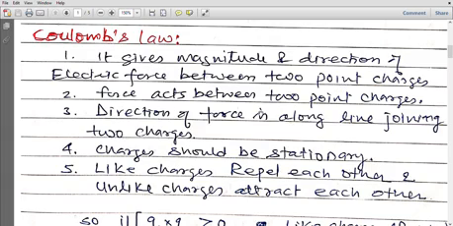This force acts between two point charges at a time, and the direction of force is always along the line joining the two charges. We will take two charges at a time and draw a line joining them, and the direction of force, whether attractive or repulsive, will be along this line. Charges should be stationary. We are dealing with electrostatics, so charges should be at rest.